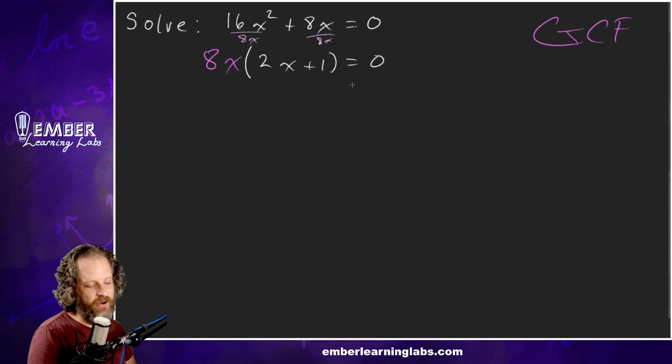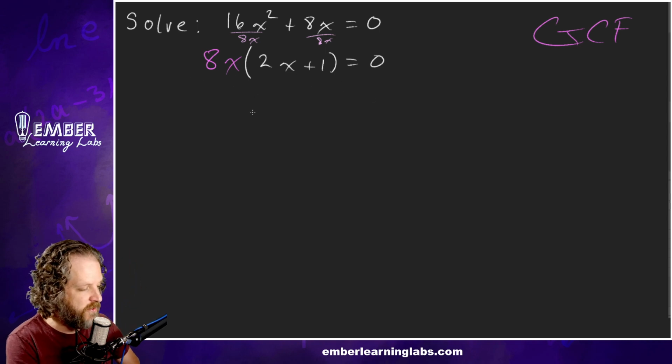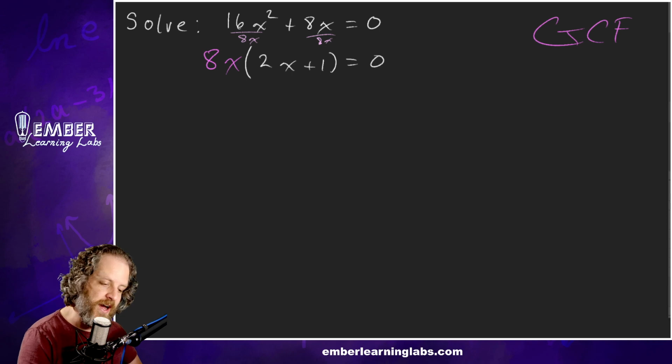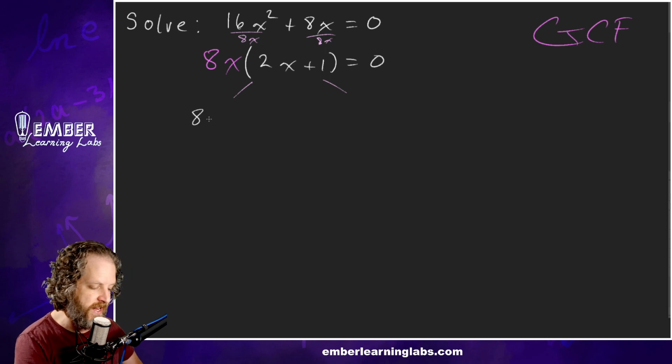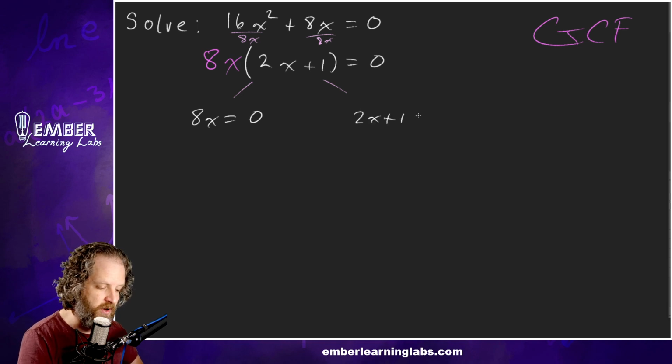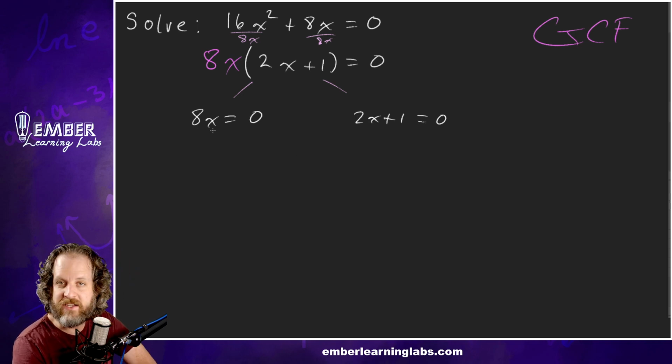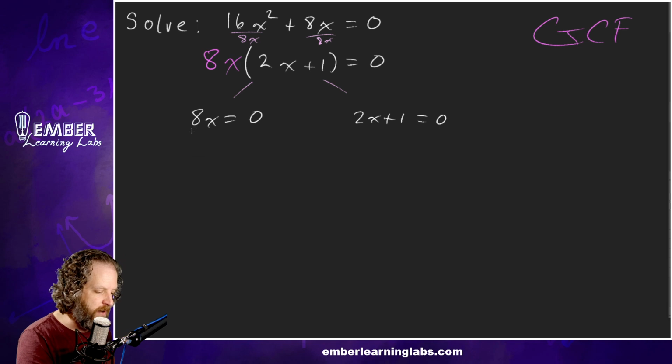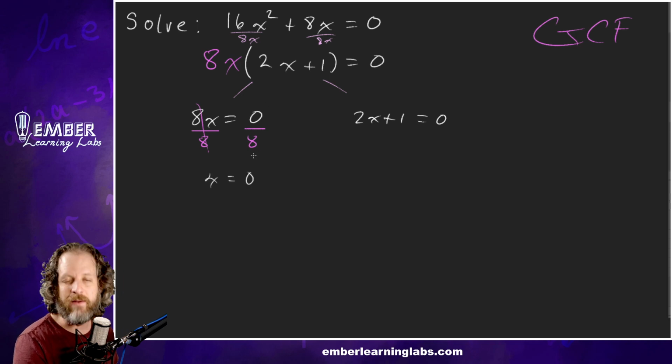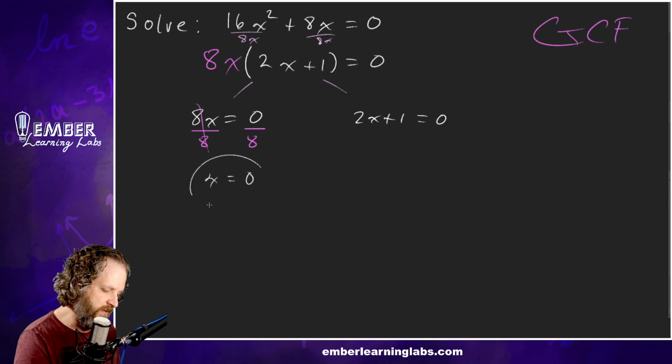Once we have our equation completely factored on this side and equal to 0, our next step, as I reminded you a minute ago, is to split it into two things where we set each factor equal to 0. So we're going to say 8x equals 0, and 2x plus 1 equals 0. And then we solve each one of these baby equations. This one, we've got 8 attached to the x through multiplication, so we divide by 8 on both sides, and we end up with x equals 0 because 0 divided by 8 is 0. So there's one of our answers.